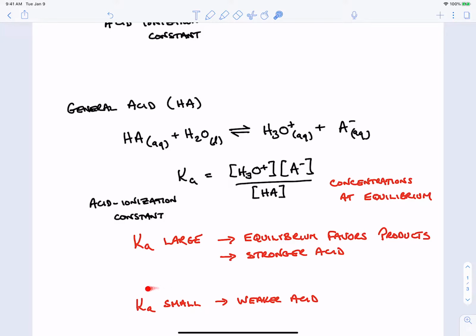Conversely, if we have Ka very small, this means it's a weak acid, meaning that most of the reaction is on this side, on the reactant side. And so Ka values give us an idea of how strong a particular acid is.